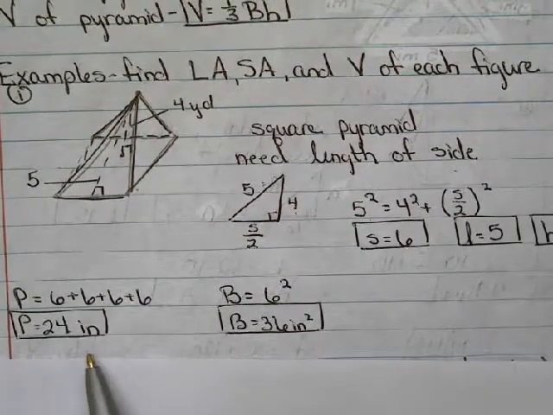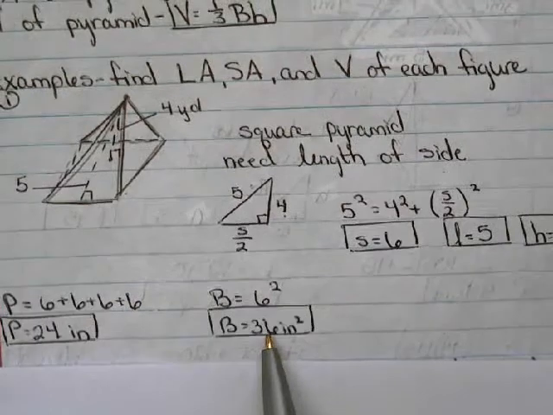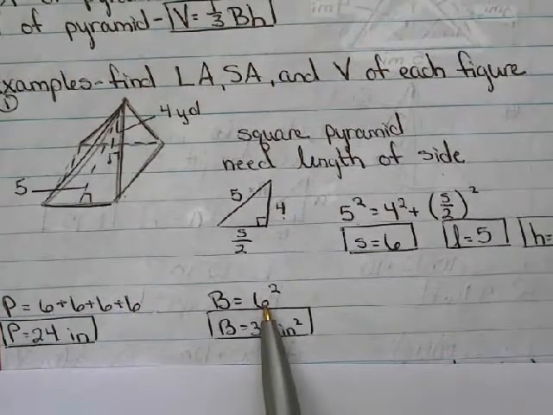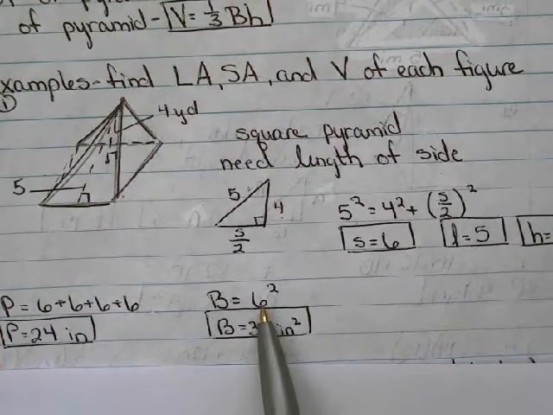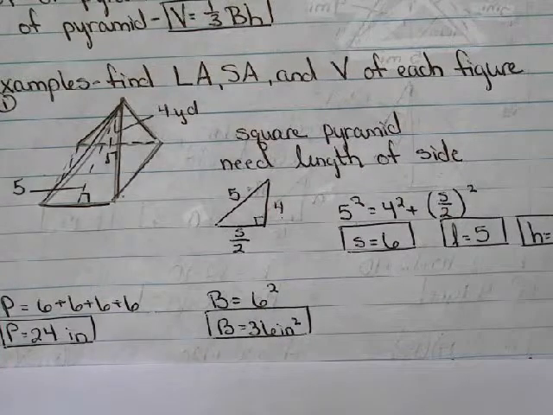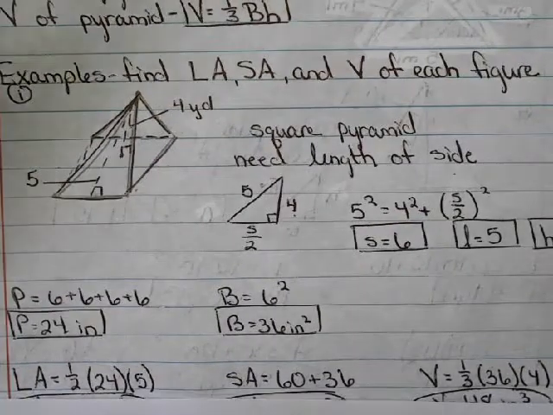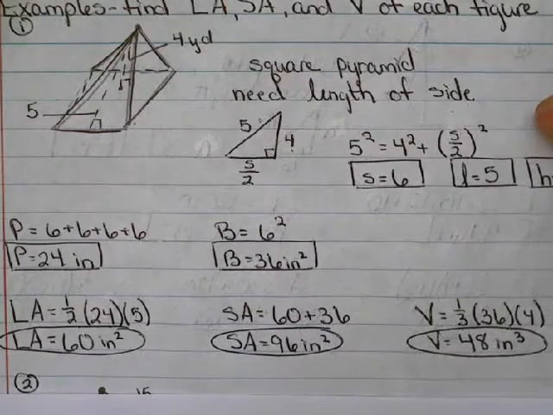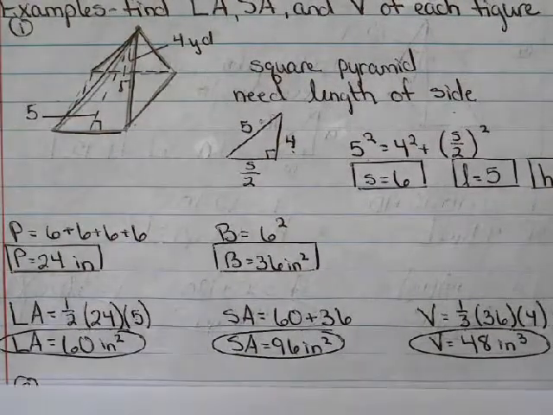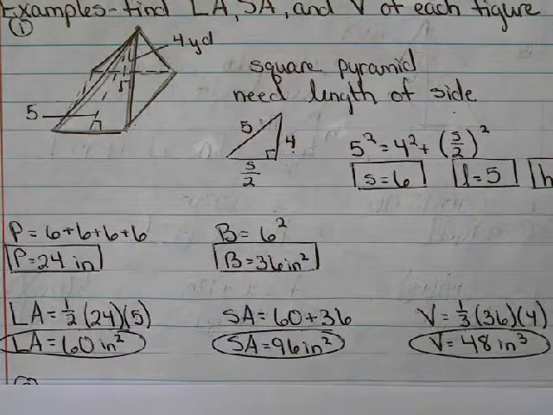So add that up, I get 24 inches. The area of the base, again, is a square, so I'll just take length times width, or side squared. 6 squared is 36, and then once I do that, I can plug it in to my lateral area, surface area, and volume formula and get all 3 parts.